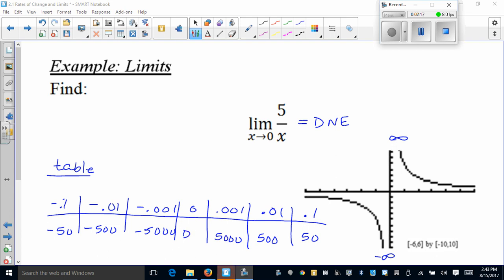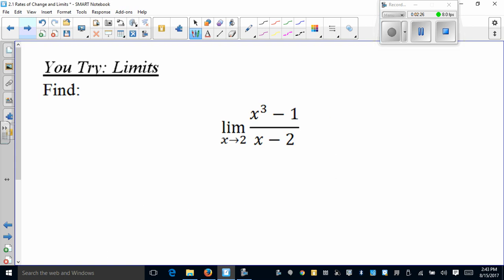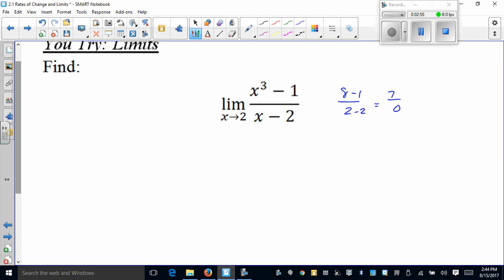This one you don't have the calculator or the graph to look at. But if I plug 2 in, I'm going to get 8 minus 1 over 2 minus 2, which is going to give me 7 over 0. Now remember, when we had 0 over 0, that meant you can do something to the function algebraically. But when you get 7 over 0, that's not the case. You need a table or a graph. There's another way you have to approach this. So we're going to go ahead and make a table. And since we're trying to get to 2, I'm going to start with 1.9 and work my way to 2. And on the other side, I'll start at 2.1 and work my way closer to 2.